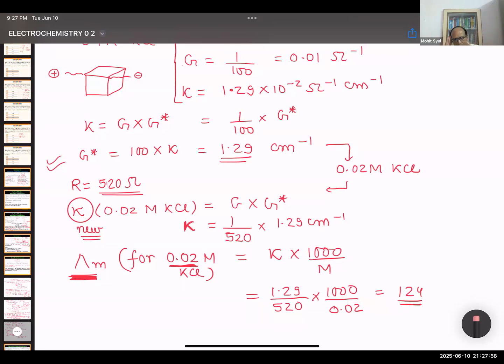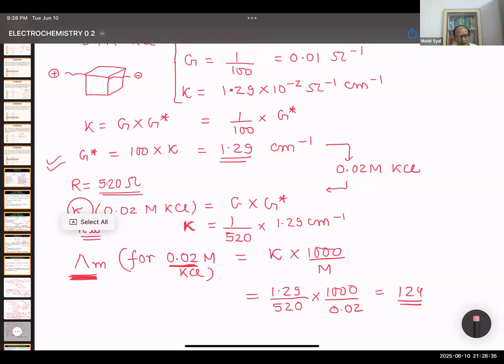It is equal to kappa into volume of the 1 mole. Volume of the 1 mole is 1000 by molarity. This you need to remember. I hope all of you will do it correctly, because you always have a question on this. Marwa, is it clear? Any doubts in this? Aisha? Yes, sir. Ibrahim? Just remember lambda equal to kappa into 1000 by molarity, and kappa equal to G into G star. Just remember these two formulas, and you will have all the questions solved.